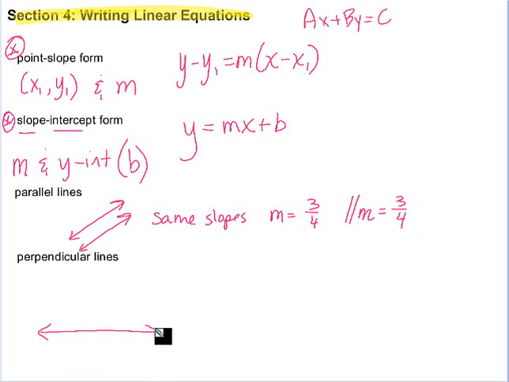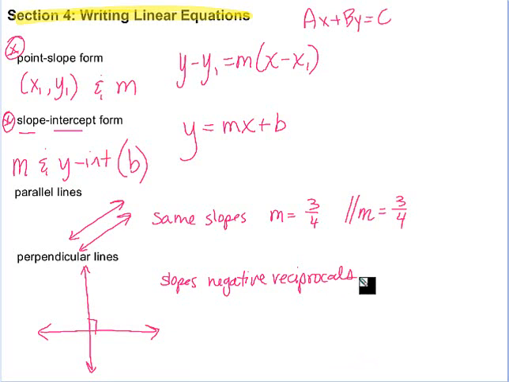Perpendicular lines, we have one line, the other line intersects it, forming a 90-degree angle. We know that perpendicular lines, their slopes are negative reciprocals. A lot of people also call this opposite reciprocals. For example, if we know one slope is 2/3, the perpendicular slope would be negative 3/2. They started off positive, so we make it negative, and flip 2/3 to get 3/2.